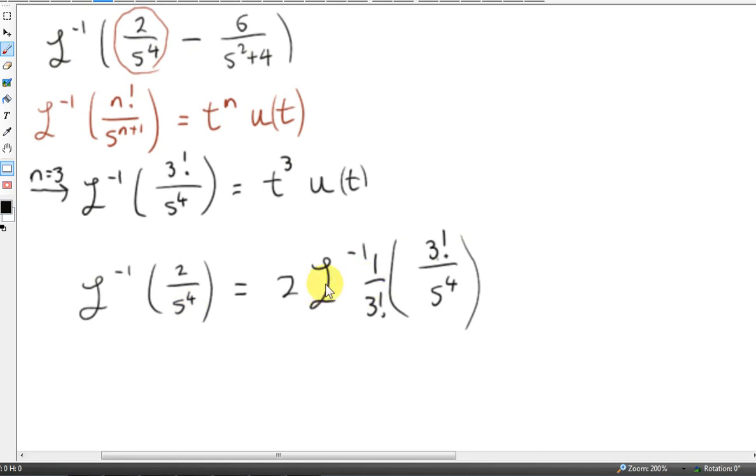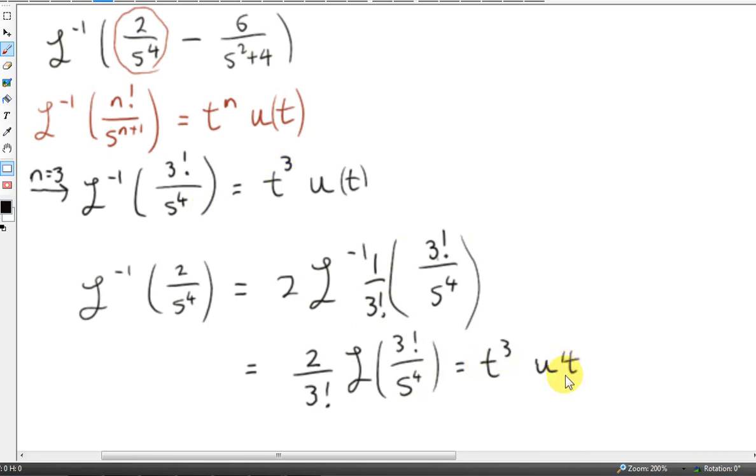Now, because L inverse is linear, we can take out this constant multiple 1 over 3 factorial. So we get 2 over 3 factorial L inverse of 3 factorial over s to the power of 4. And we know from the table that that's t to the power of 3 u of t. Well, of course we must multiply by the 2 over 3 factorial.